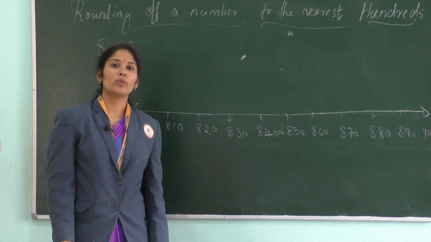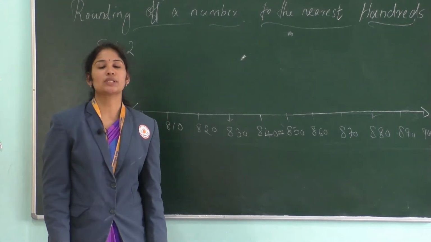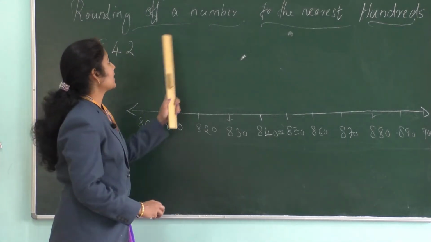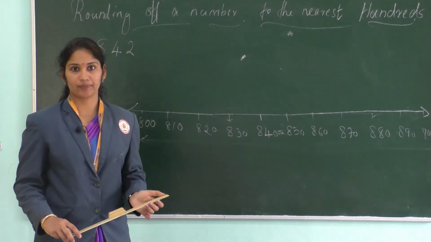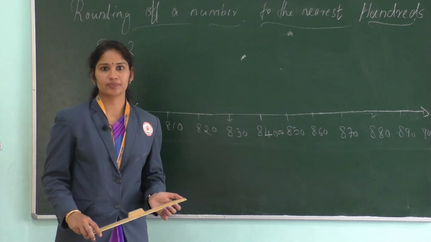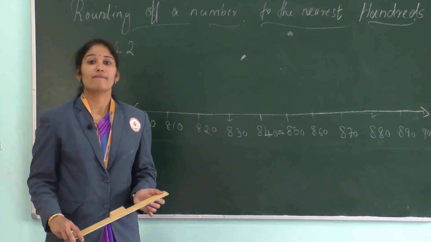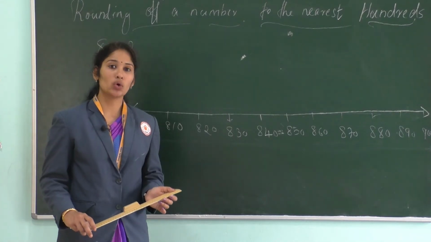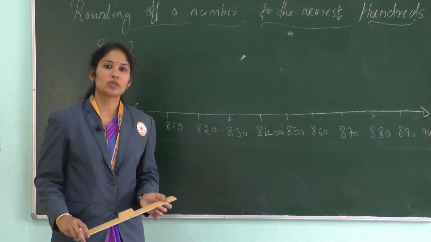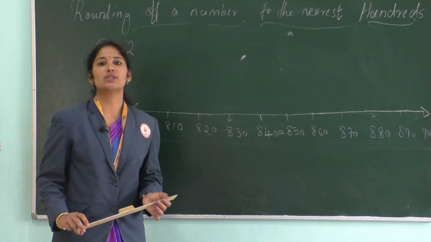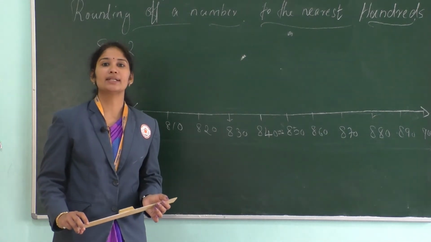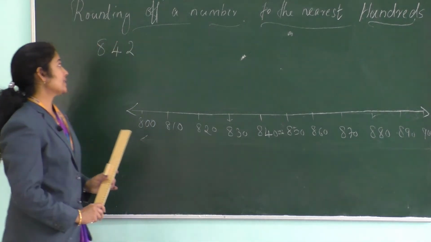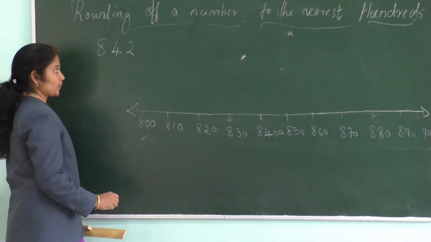Children, now we have learned rounding off numbers to the nearest tens. Next we will study rounding off a number to the nearest 100. We have two rules. We round up the number when the digit at the tens place is either 5 or greater than 5. Rule number 2, we round down the number when the digit at the tens place is less than 5. Consider number 842.